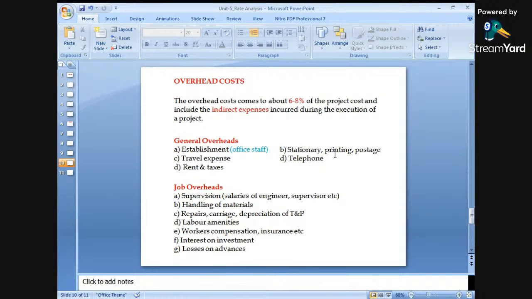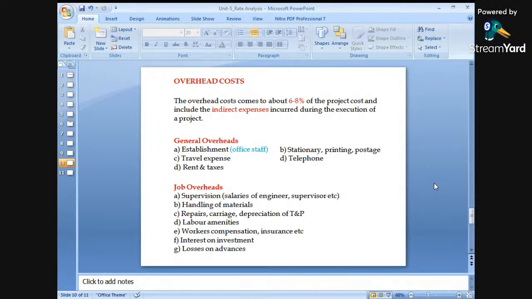Again, stationery, printing, or postage charges will also be taken care of. Traveling expenses, telephone rent and taxes. If we have to pay some taxes or some rent for the office where we are establishing the office, and telephonic or some convenience charges will also be required.